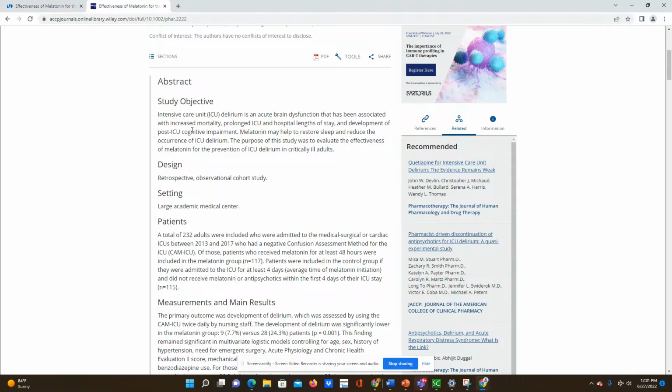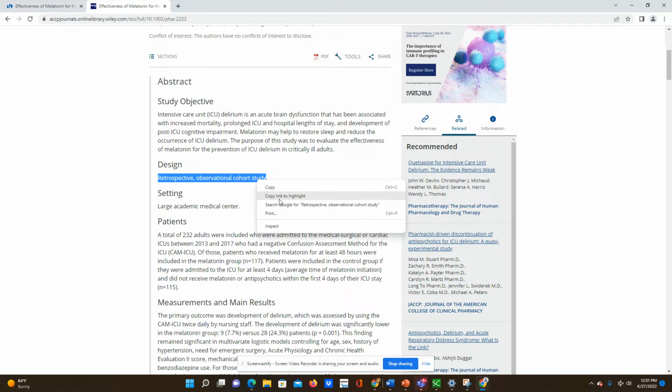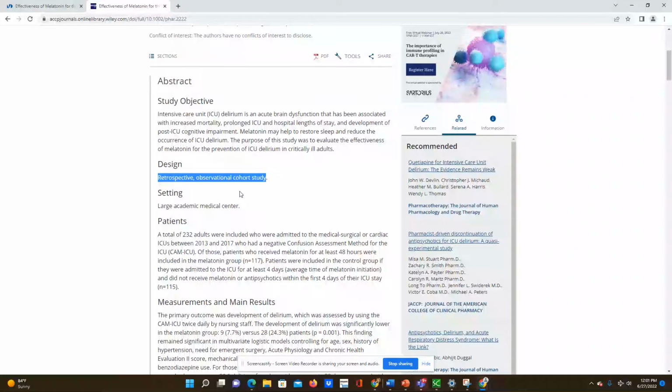If I look at the problem, there's acute brain dysfunction that's associated with prolonged stay and increased mortality. And so it's a problem of delirium. So the problem is patients in the ICU are developing delirium. And the design is a retrospective observational cohort study, meaning they have a group of people. The setting is a large academic center.